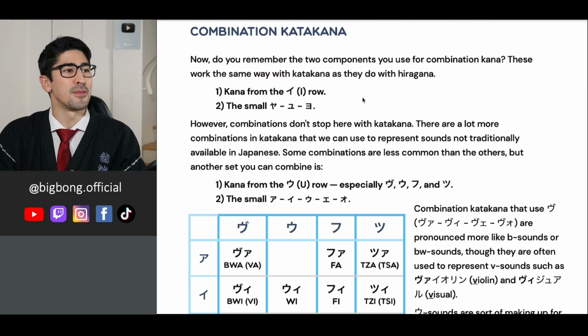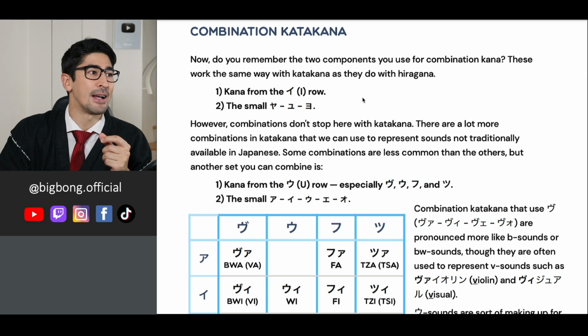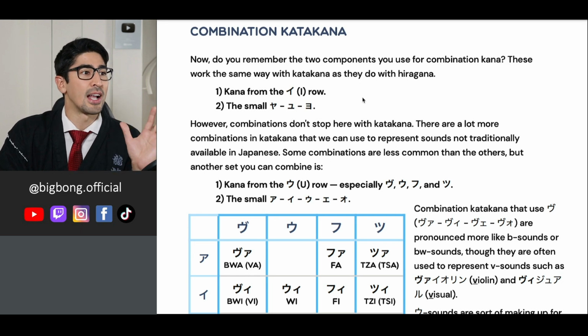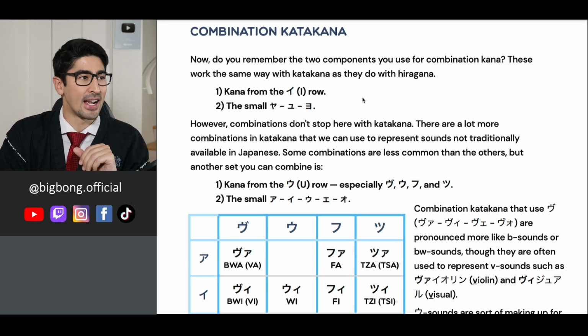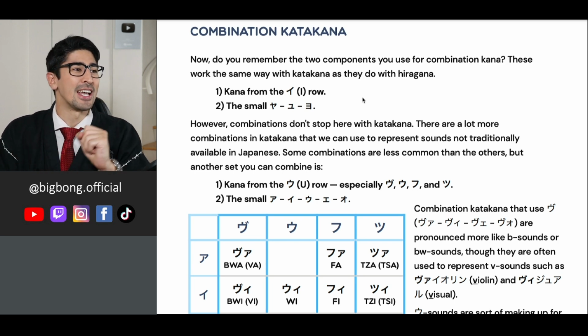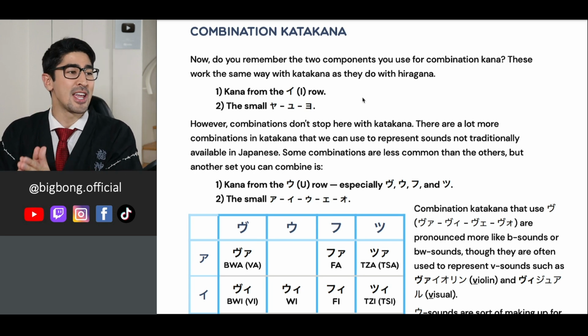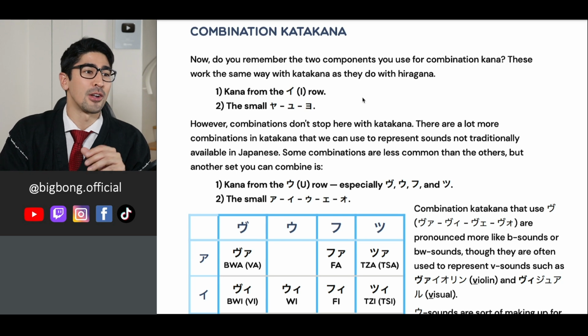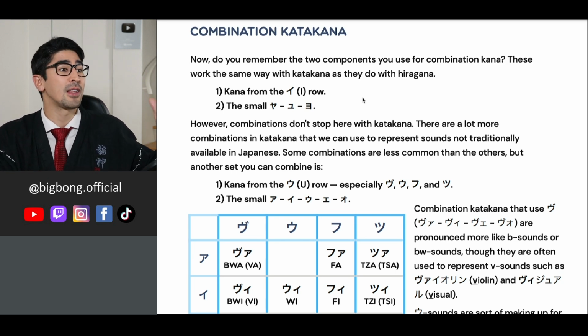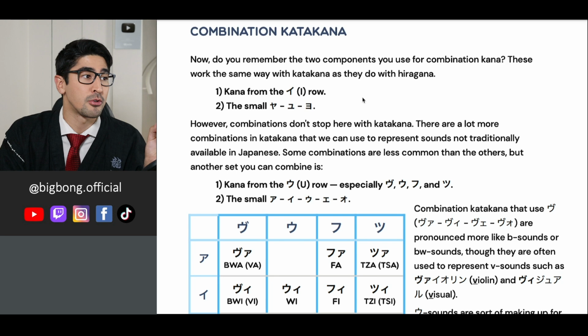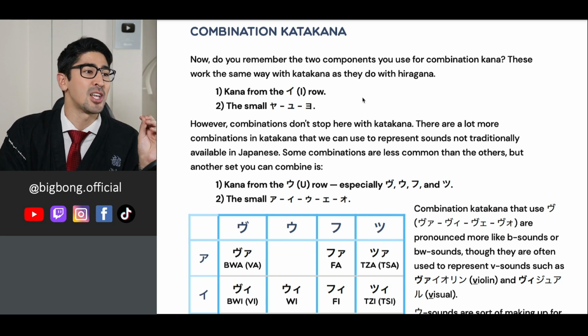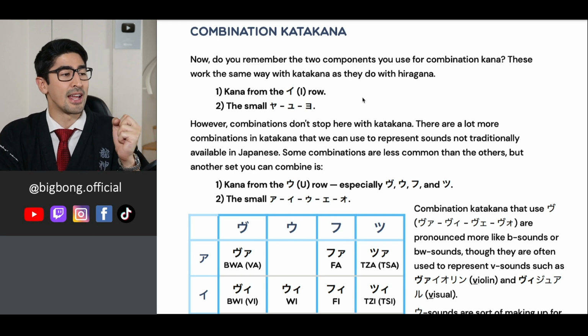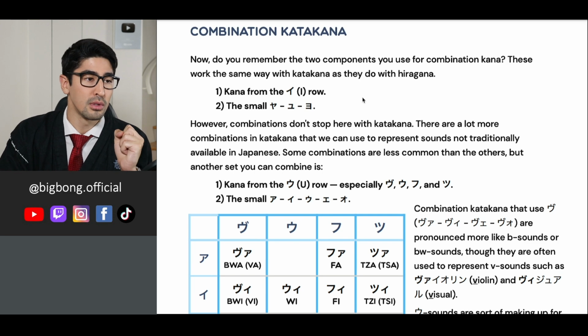Now, do you remember the two components you use for combination kana? These work the same way with katakana as they do with hiragana. So the small kana, ya, yu, yo. However, combinations don't stop here with katakana. There are a lot more combinations in katakana that can be used to represent sounds not traditionally available in Japanese. Some combinations are less common than others, but another set you can combine is kana from the u row, especially vu, u, fu, and tsu.